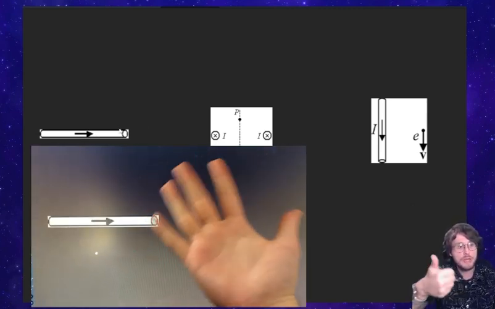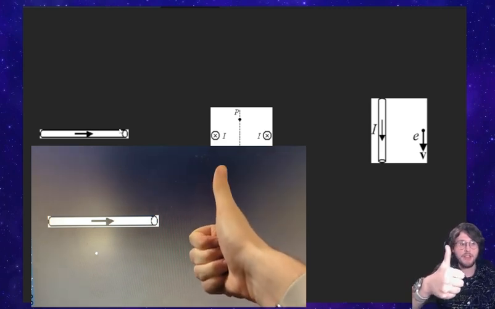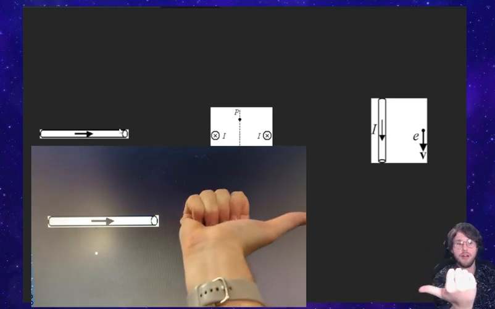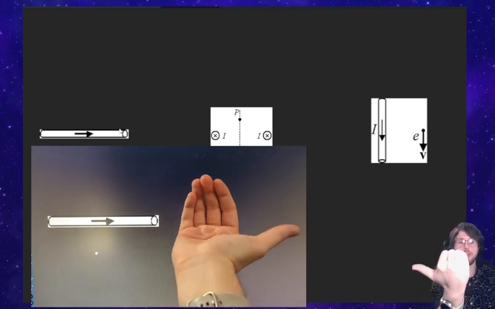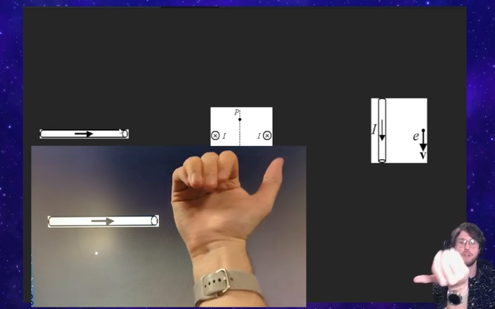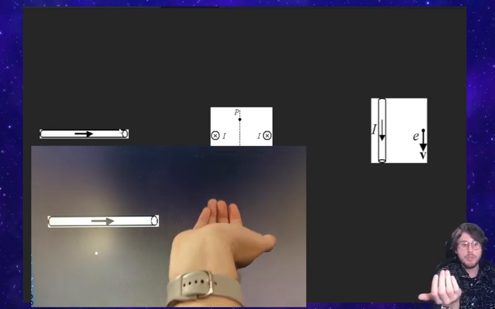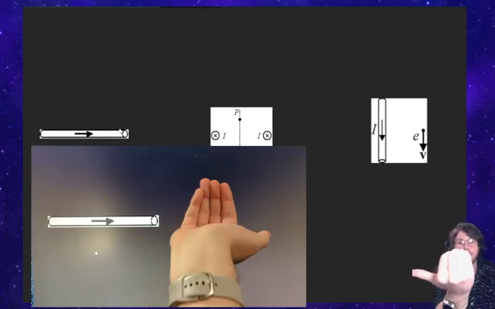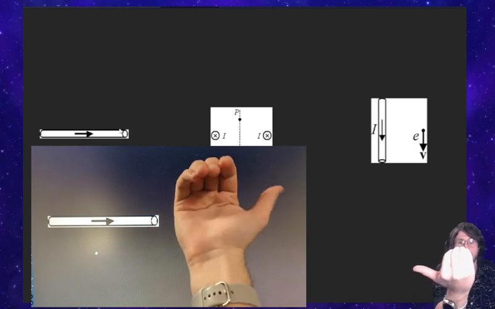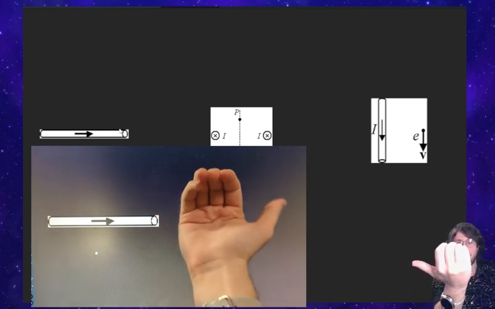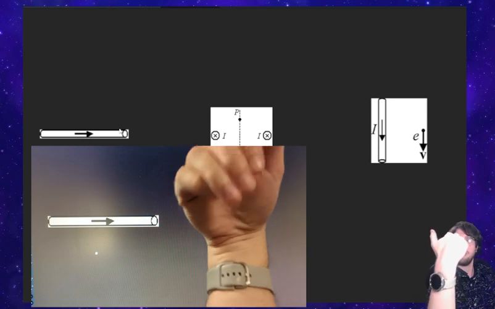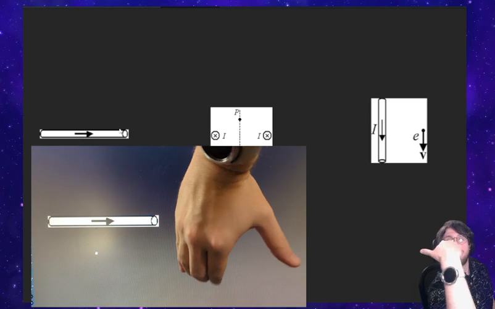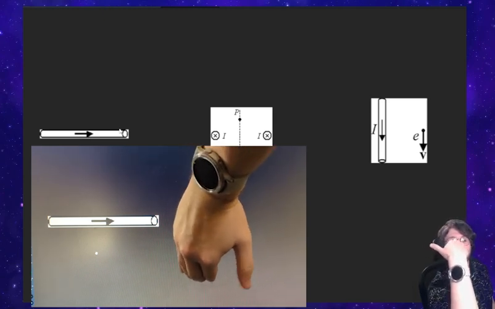And so for this, all we need to do is put up a thumbs up. And then at this point, you just need to take your thumb and point it in the direction of the current. And then again, your fingers are going to curl in the direction of the magnetic field around that wire. And so normally when I do this, I like to look at 2 main anchor points. One is, are my fingers on top of my thumb pointing towards me or away from me? And then at the same time, if I were to curl my hand a little bit more down, once my fingertips are below my thumb, are my fingertips going into or out of the page?